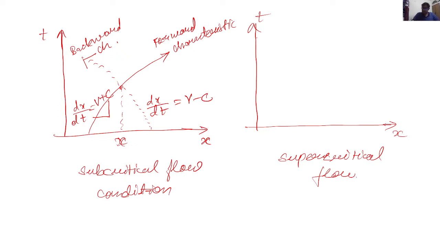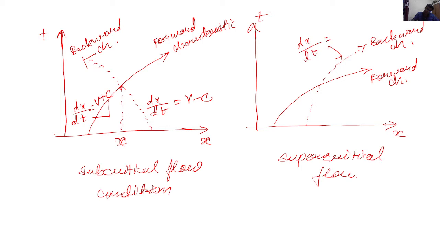What about the supercritical flow condition? Since the flow velocity is much larger than that of the celerity, both the backward and the forward characteristics tend to follow the direction of the flow path. So this would be the forward characteristic, and this dotted part would be the backward characteristic. The slope for backward is v plus c, and for forward is v minus c for a supercritical flow condition. So this is how the plots for characteristics would look for an open channel flow following the method of characteristics.